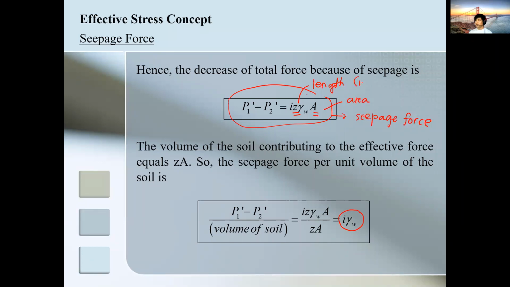So let's say this one is in meters, this one is square meters. Together, it's cubic meters. So if the problem is asking for seepage force per unit volume, that is gamma water times i, without the Z and A. Automatically, that's kilonewton per cubic meter. The unit volume is per 1 cubic meter.